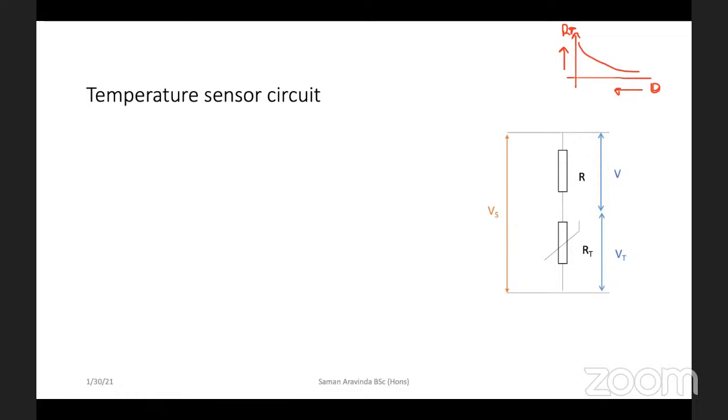Let's look at this circuit. If you look at the energy conservation, Vs means they will have a power supply connected across these two, the supply voltage. Now, potential difference through this resistor, let's say V, and the potential difference through the thermistor, let's say Vt. So what we can say about these two, V and Vt, they add up to the supply.